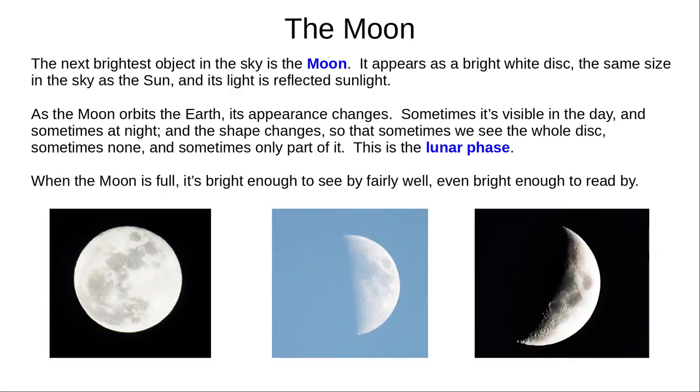The Moon is much less bright, but still the second brightest object in the sky. It also appears as a disk, and by coincidence is the same angular size as the Sun, about half a degree. Its light is entirely reflected sunlight, and it appears white with darker grey patches. The Moon's appearance changes over its orbit. Sometimes it is visible in the day, and sometimes at night. And as its phase changes, we might see all of it, some of it, or none of it. A full moon can be bright enough to read by.